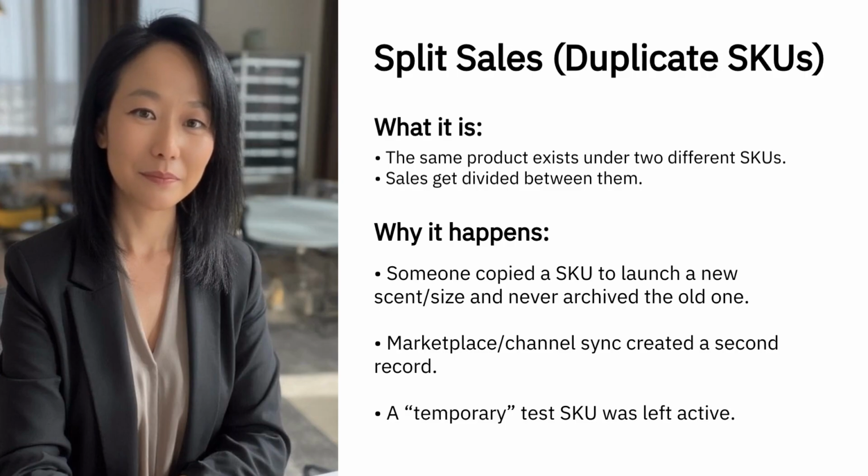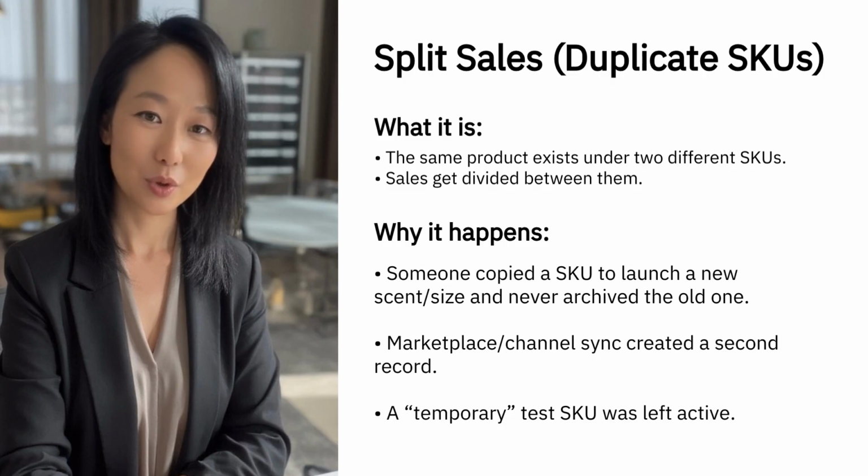When the same product lives under more than one SKU, your sales, reviews, and inventory signals split. It often happens when someone copies a SKU for a variant, a channel sync creates a duplicate, or a temporary SKU never gets retired. The system treats each record as different, even though it's the same item, so your data stops reflecting true demand.